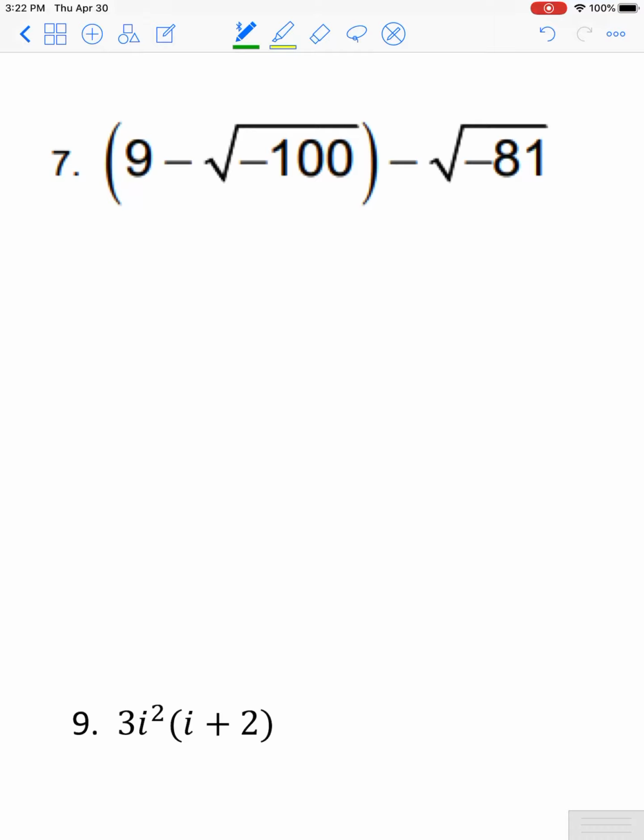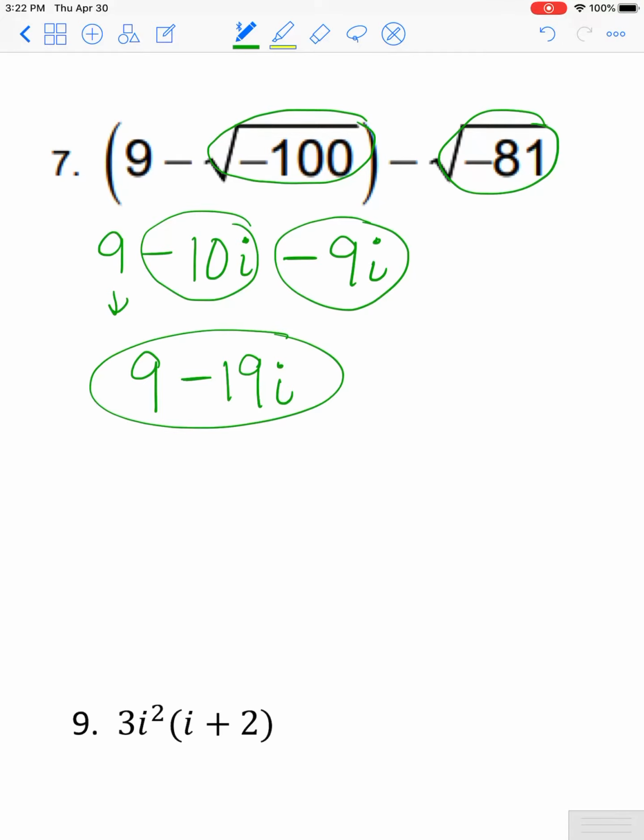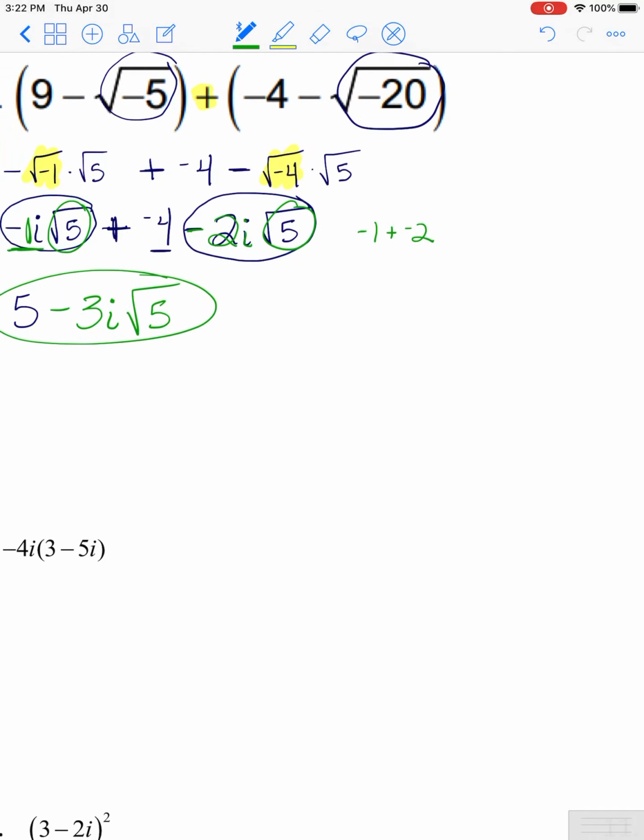All right, number 7. If I'm looking at this one, I definitely know I need to simplify my radicals. So I have 9 minus, this is a nice perfect square, 10i, minus, same as this one, this is a nice perfect square, 9i. So now you just got to say, okay, what are my like terms? I have a negative 10i minus 9i. So I'm just going to bring this 9 down. And if I combine these two, I get a negative 19i. Okay.